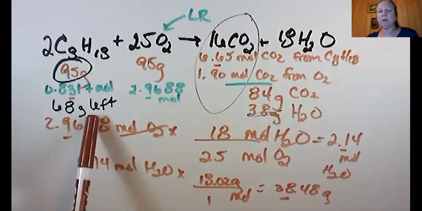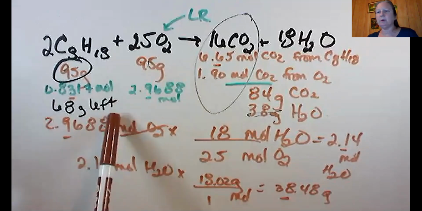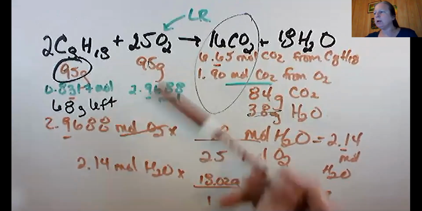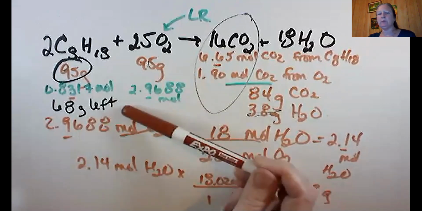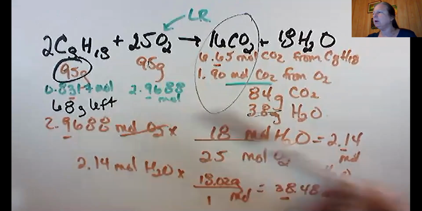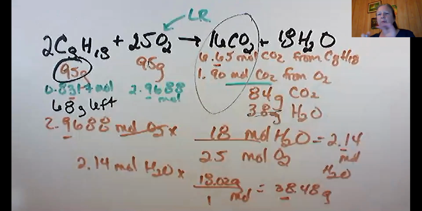I have 68 grams left, because if you're given grams, give the answer in grams. If the instructions forget to tell you, whatever unit you're given as your starting material, you have to give the answer in that same unit. So 68 grams left here. I have nothing left here. I have 84 grams of carbon dioxide and 38 grams of water. So that's what you would put in that bottom row of that table.